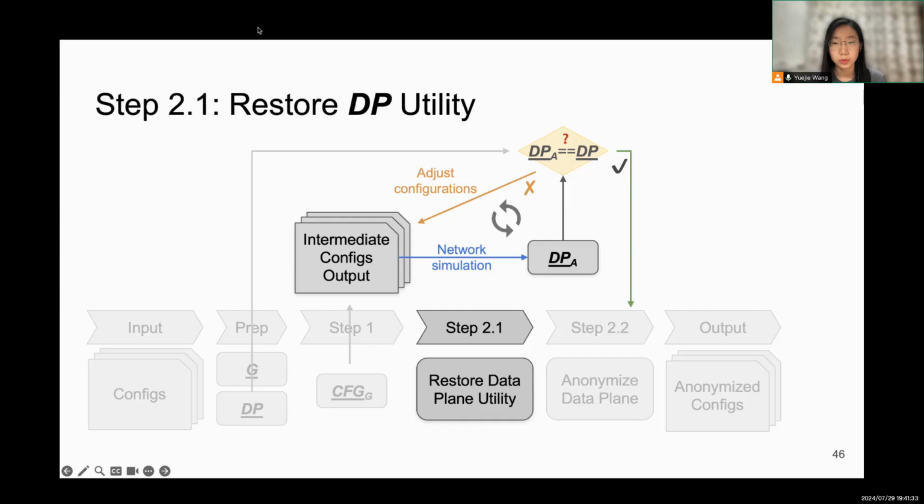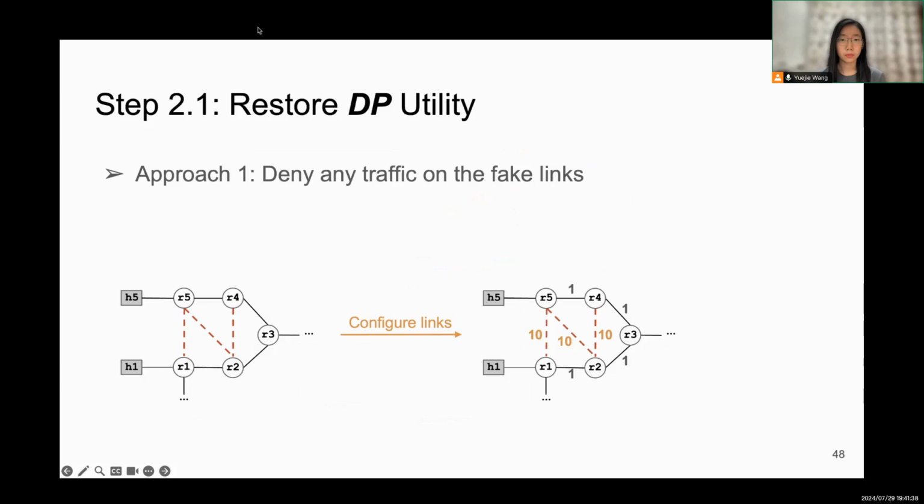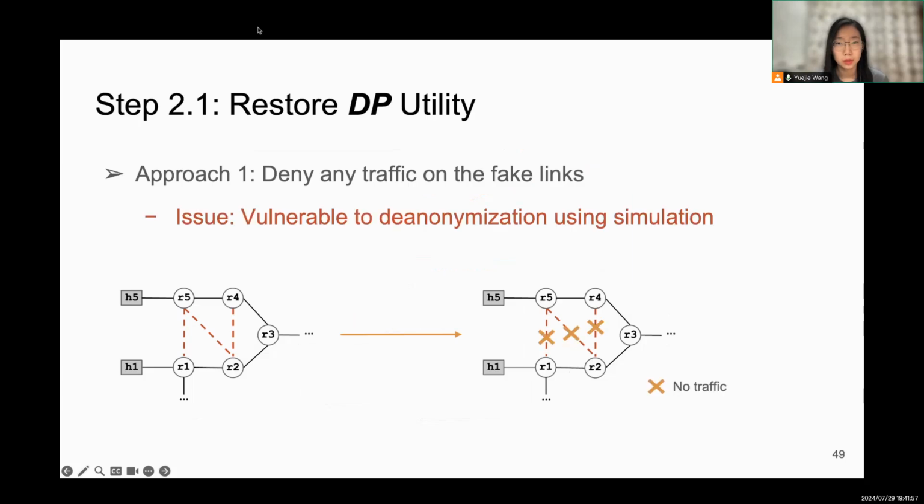We first thought of two straightforward strawman solutions to do this. As the routing differences are brought by the fake links we add in step 1, a static approach is to configure the fake links such that they're always least preferred and never used for routing. Although this approach guarantees to terminate in just one iteration, the security disadvantage is obvious. By simulating the data plane and removing links without any traffic, the topology is easily de-anonymized.